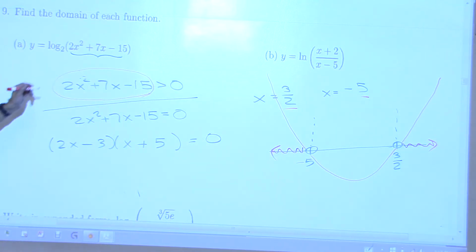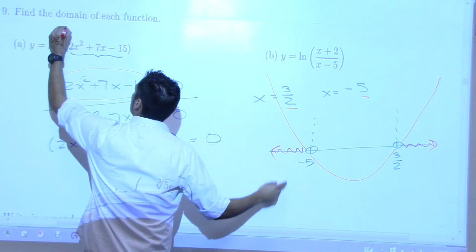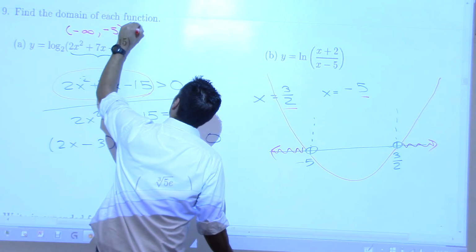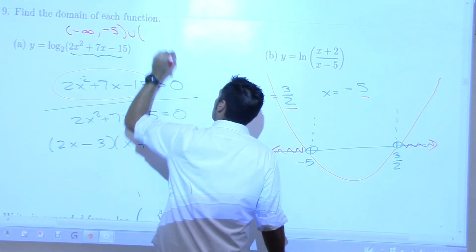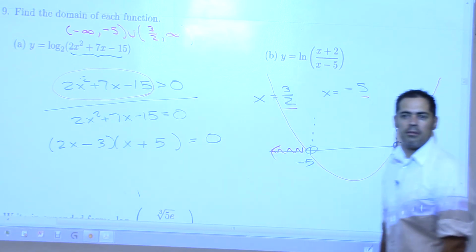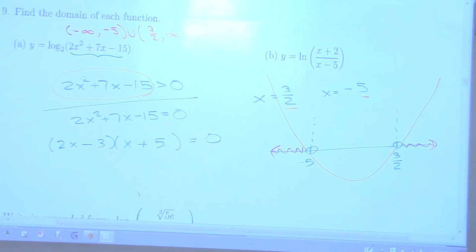So what would the domain of this be? Negative infinity to negative 5, not including, right? And then parentheses, three halves. Good. That's it. You all see that? All right, what about the next one?